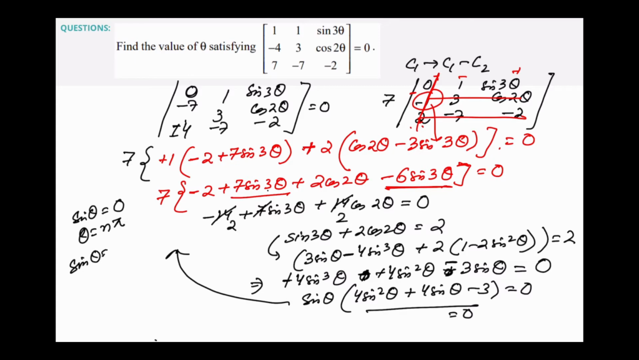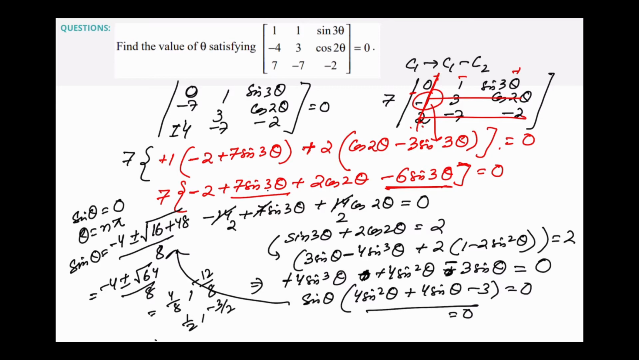n pi, or this whole thing is equal to 0. So you have to solve. So what will we use? Quadratic formula, nothing else. What is the formula? You remember, minus b plus minus root D by 2a. So minus 4 plus minus root under 16 plus 48 by 8. Correct. So that is equal to minus 4 plus or minus root 64 by 8. So that is equal to 4 by 8 or minus 12 by 8. Correct. So we are getting two values. One value is half and the other value is minus 3 by 2.